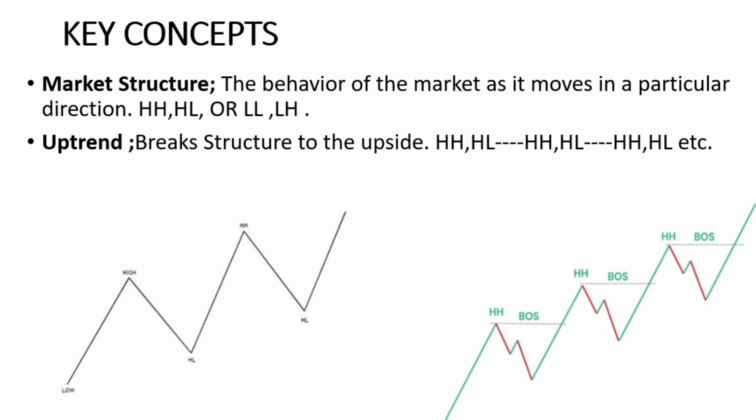So as a trader, or as a retail trader, you want to be going up if the market is going up, and you want to be going down if the market is going down. So market structure is simply the behavior of the market. What does the market do?